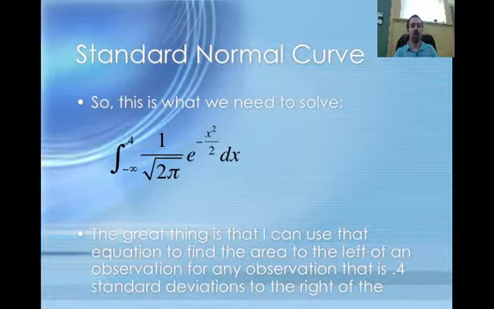The great thing about this equation is that it will solve the problem for any distribution where I'm asking about something that has a z-score of 0.4. So if I have any other distribution, whether it be batting averages or heights or weights or whatever it is, and I want to know about something with a z-score of 0.4, I'm going to use this equation to solve that problem. So this equation solves a lot of problems for us, as long as we transform everything to the standard normal curve.